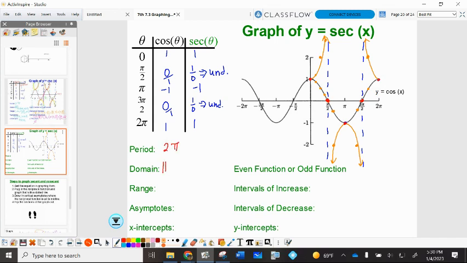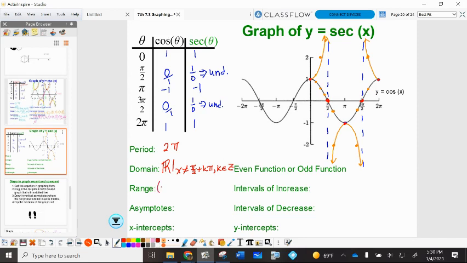Domain is going to be all real numbers such that x does not equal. Where do those asymptotes happen? They're happening on the half pi's. So I'm going to call that pi over 2 plus k pi, where k is an element of the integers. Okay, so if we start at the half pi's and go forward a full integer pi, so forward 1 pi, forward 2 pi, we'll land on another asymptote. So that's one way to represent that.